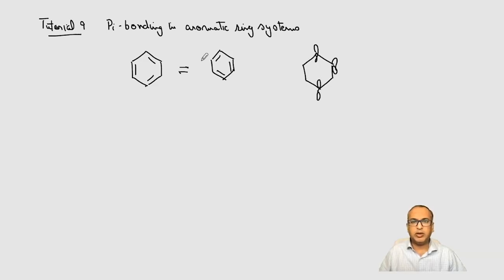If the benzene molecule, which is a flat molecule, is lying in the plane of the board, each of the pz orbitals is perpendicular to the plane of the board. Each one of these has a single electron, so that's how it makes 3 bonds, and these 3 bonds are resonating in nature, and the bond order between adjacent carbon-carbon atoms is 1.5. So 1 is coming from the sigma bond, and half of it is coming from the pi bond, right?